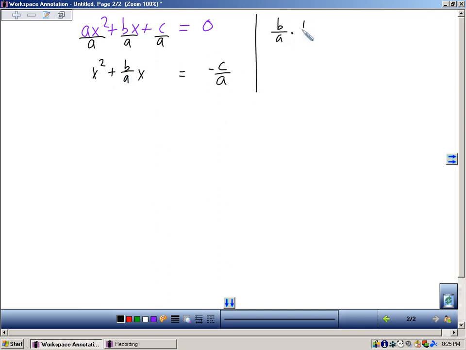Okay, let's take this middle term, take half of it, now let's square that. And if you're confused there, think about what I did. b times b is b squared, 2 times 2 is 4, and a times a is a squared. Okay?